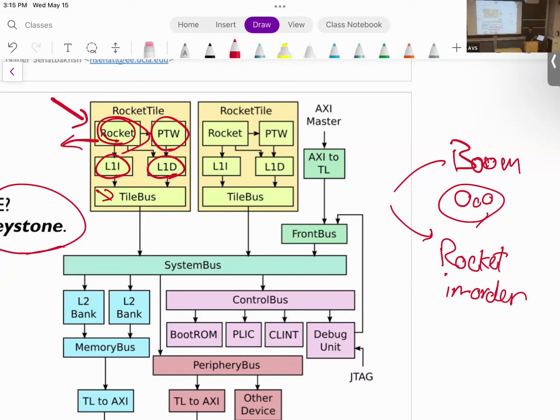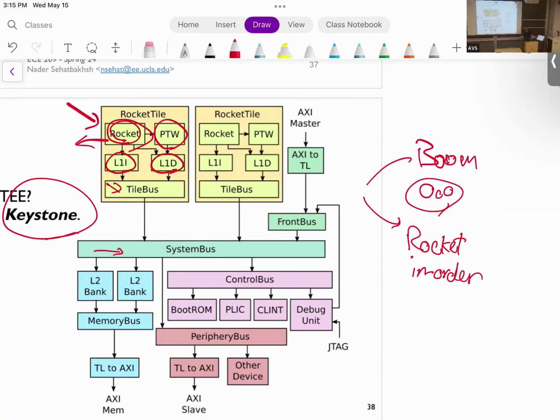Okay. And then we have what we call a tile bus, which connects this core to the rest of the cores. So the tile bus is actually where all these internal connections are. From the tile bus, we are then connected to what we call the system bus. So this is the unified system bus to which all the other components in this system are connected. These are all part of one die. So this is usually one SoC.